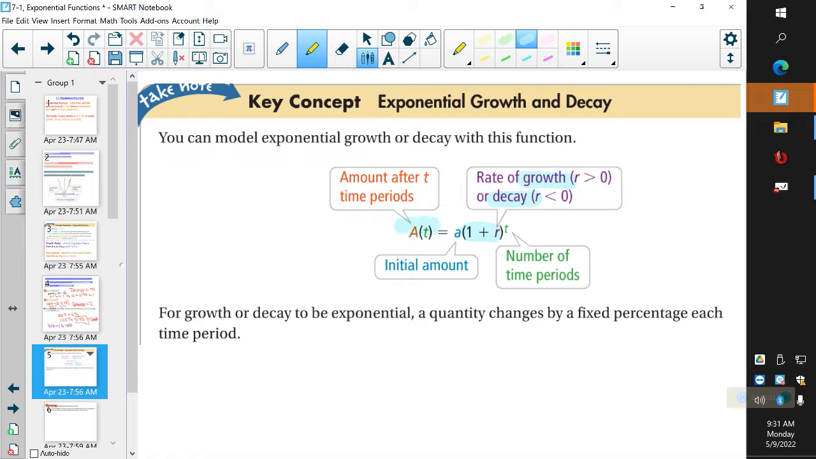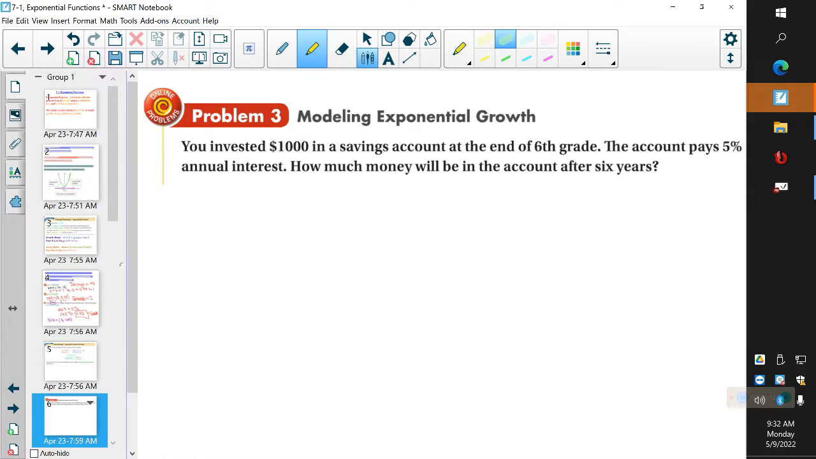So right here, I have A of t. A of t is going to be the number that I'm looking for overall, and then the initial amount is going to be what we start off with. So for growth or decay to be exponential, a quantity changes by a fixed percentage. So important, okay? So important that your brain understands that. Now, with that being said, let's go ahead and do our first example.